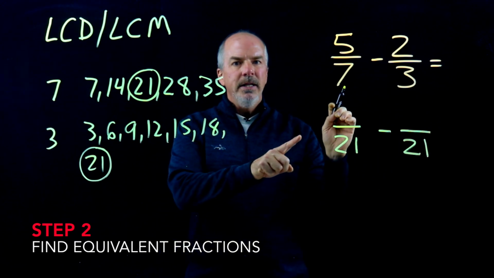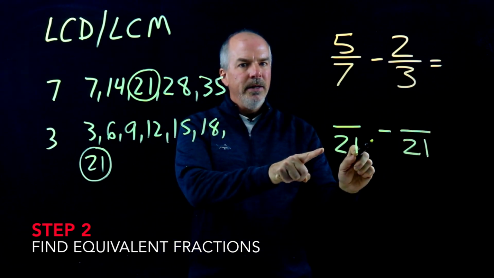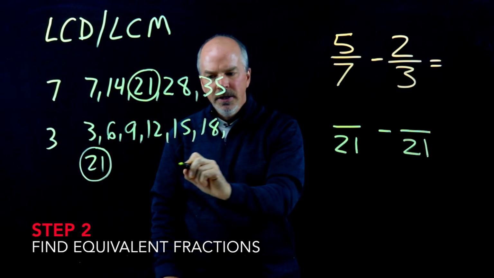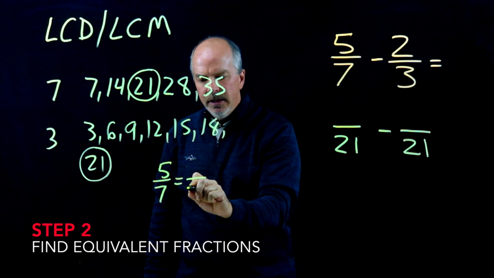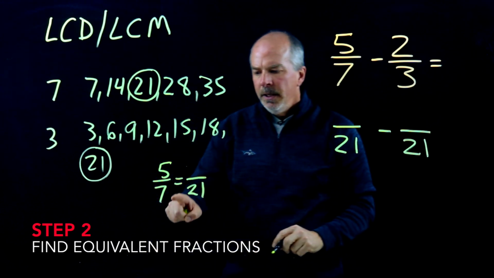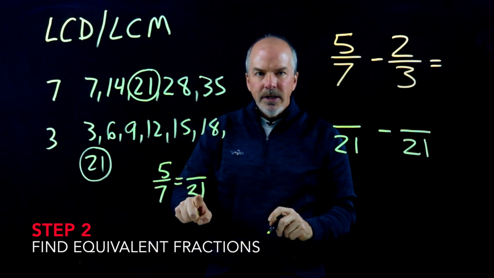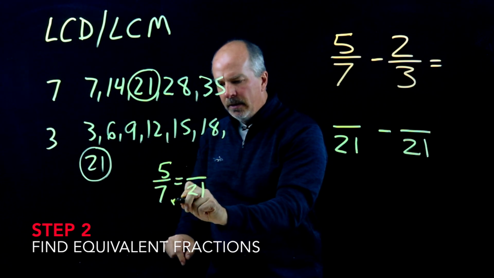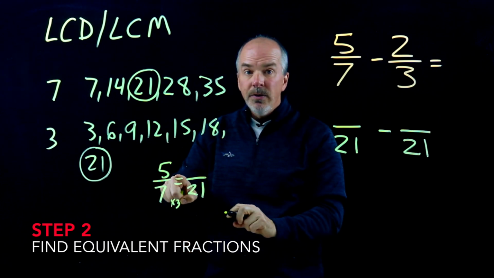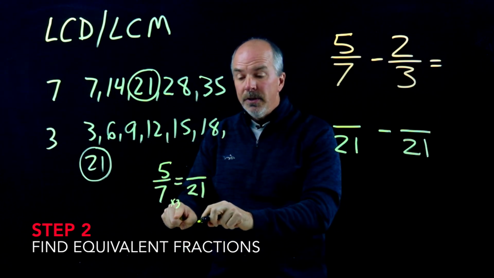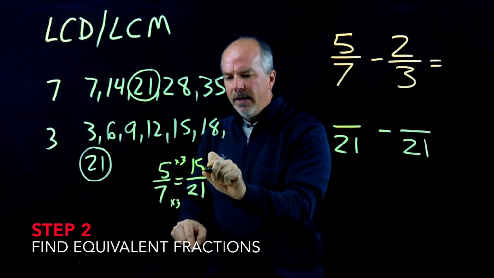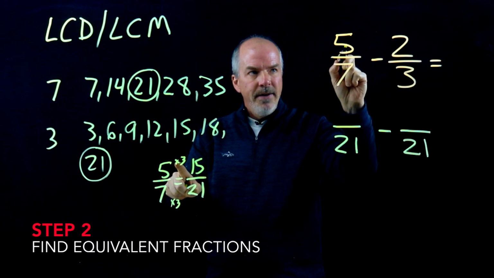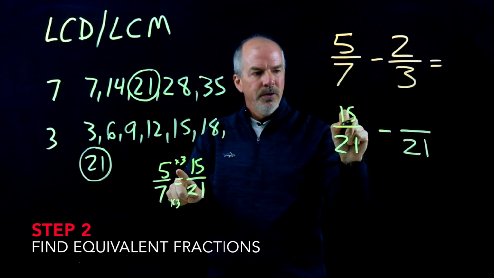Okay, so now that I've found my least common denominator, I need to create equivalent fractions. So 5 over 7 equals something over 21. What do I do to the 7 to make it a 21? Well, that's times 3. And the equal sign, if I do something to the denominator, I have to do it to the numerator. So times 3, and I get 15 over 21. So 5 over 7 becomes 15 over 21.